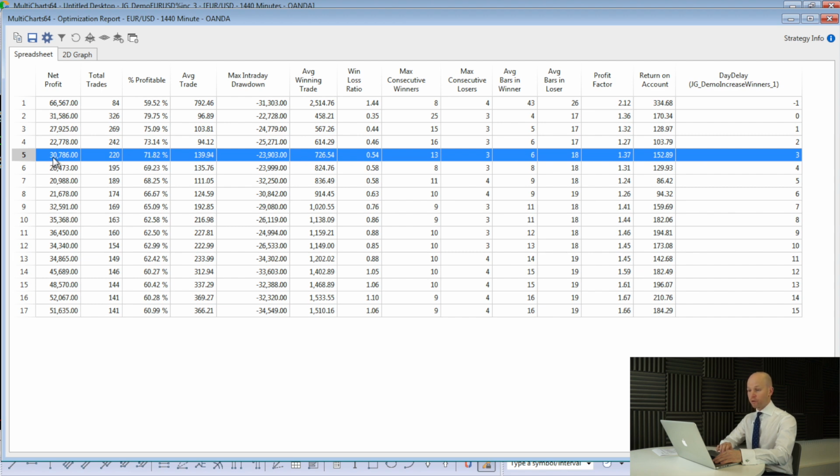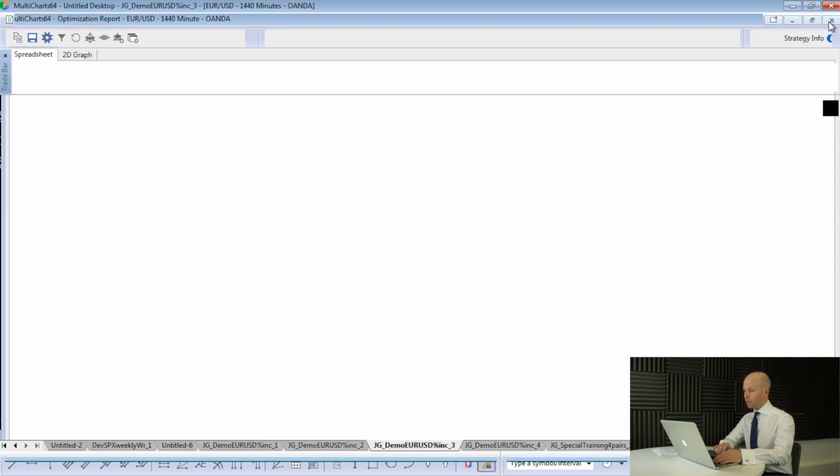So with these things, it's often all about trade-offs. Would you rather trade for net profit, or would you rather be right more times than wrong? So let's move on to exit number 3.